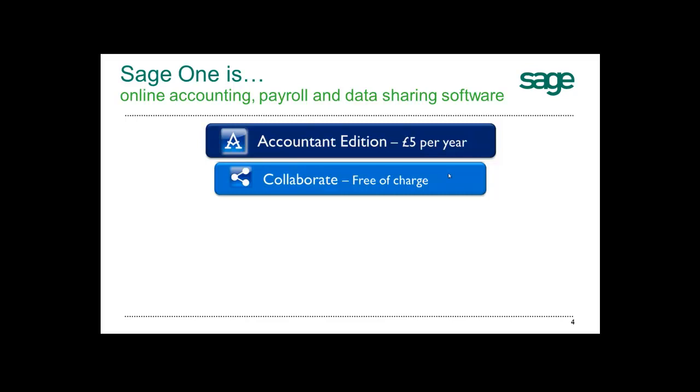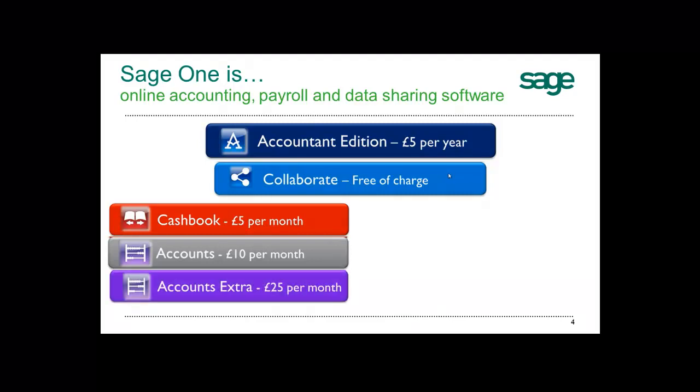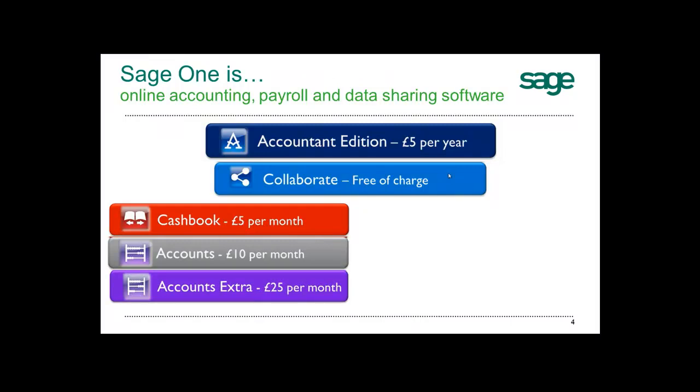The 3 accounts variants that we have are, first up, Sage 1 Cashbook, which is at only £5 per month. This is the online cash-based accounting system for sole traders to keep organised for HMRC and the bank. Then we have Sage 1 Accounts at a very reasonable £10 a month, which is an online accounting service for small business owners. And then we have Sage 1 Accounts Extra, which is priced at £25 per month and is perfect for growing or established small businesses with up to 25 employees.